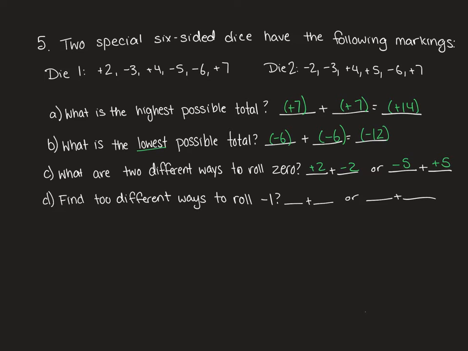And then finally, when we're finding 2 different ways to roll negative 1, we need a negative that's 1 bigger than a positive on the other side, right? We need to lose 1 more than we gain. So we could go, okay, positive 2, that would mean we'd need a negative 3 on the other side. Oh, and we've got it. So positive 2 and negative 3. And then we could look and go, okay, negative 3. That would mean I'd need a positive 4 on the other side. Oh, yep, I've got it.